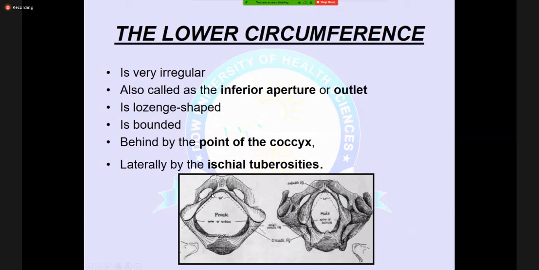So the outlet or the lower circumference, as you can see, is very irregular, going into slants and prominences and spinous processes, which are smoothened out by the presence of the different ligaments over here. So all in all, along with the attachment of the ligaments, when you look at it, it is in the form of a lozenge. The lower circumference has the pubic symphysis up front, the ischial tuberosities on the two sides, and the coccyx at the back.